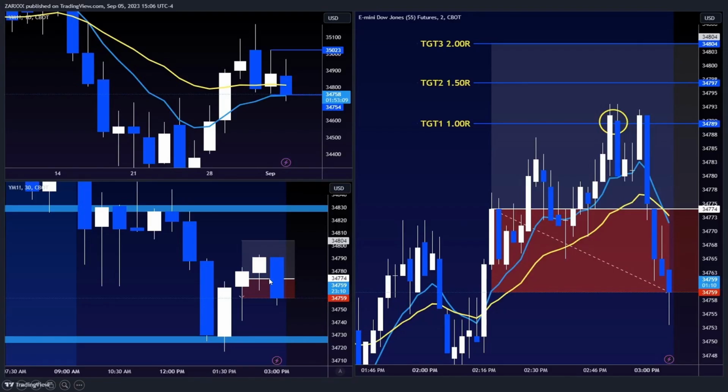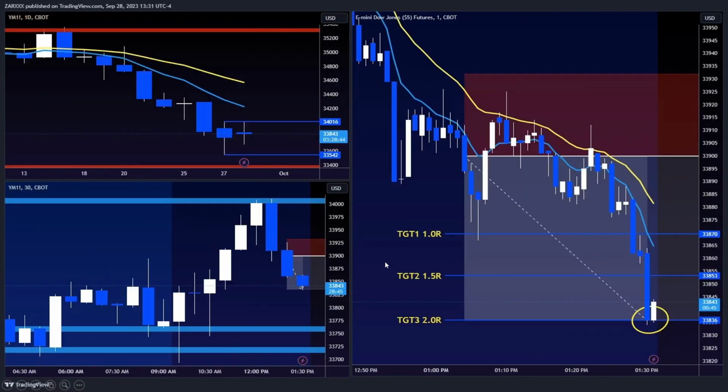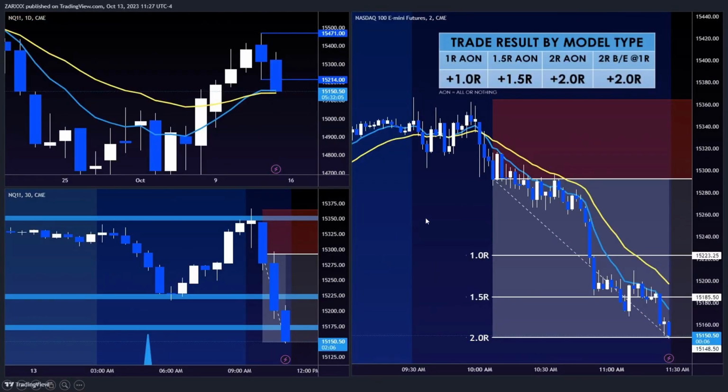So there you go, guys. Those are just some examples of some losers as well, or some failures when the signal doesn't necessarily lead to a clean and strong follow through. But for the most part, I think you will find, if you do it right, that most of these trades will in fact at least get you a 1R, 1.5R, or 2R profit.